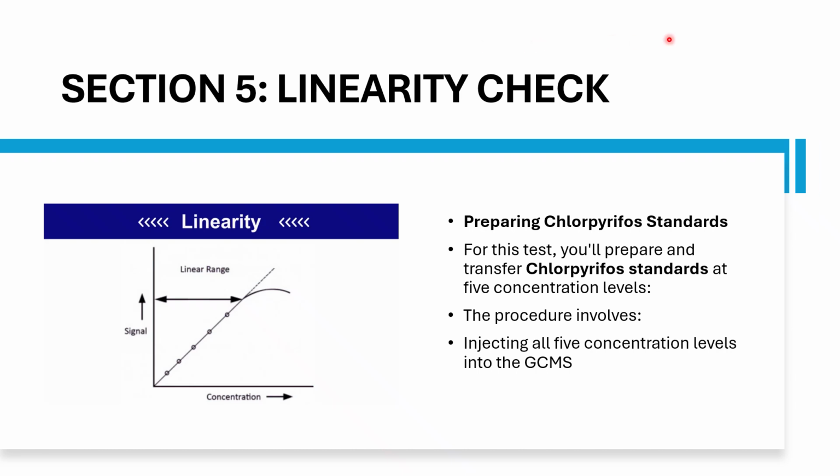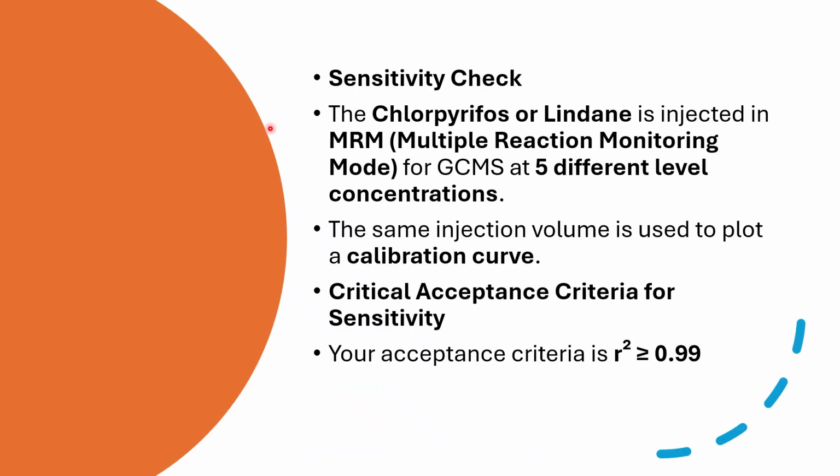So headspace linearity you all have checked. Now for the GC auto sampler, linearity check has to be done. Again, it is the same as headspace. You have to prepare 5 level standards and inject them, and the correlation coefficient should be not less than 0.99. The standards used to calibrate your GC system are chlorpyrifos or lindane, and you'll inject 5 different levels. And as I told you all, the acceptance criteria should be more than 0.99.